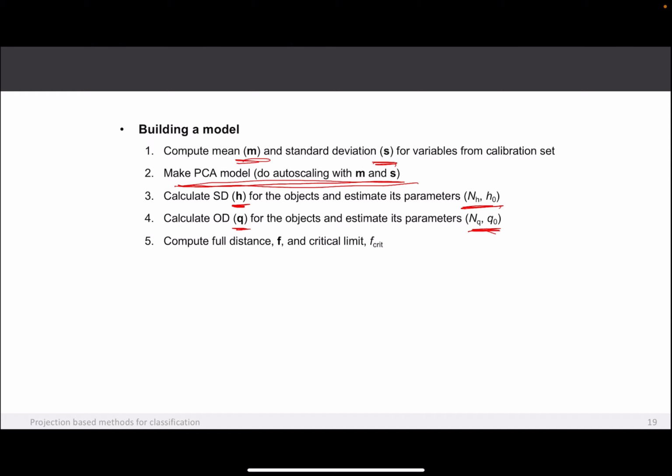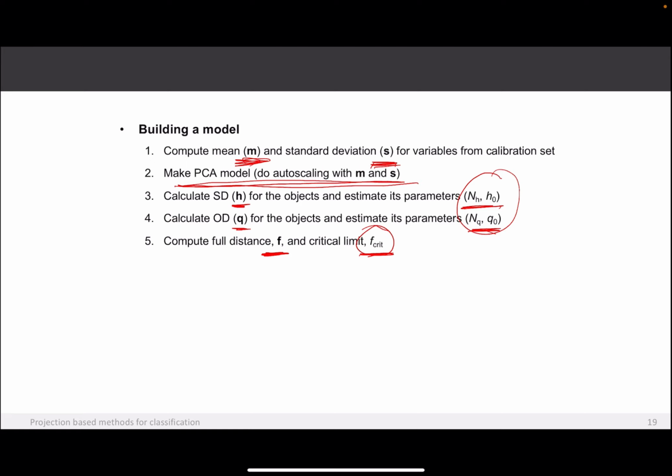Then after that, we use these parameters to scale the distances and compute a vector of full distances. And based on the vector of full distances, we also compute the critical limits. That's it. Now we save all these things. What we need to save, of course, are the estimated parameters here, the critical limit here, and of course, we need to save the average and standard deviation.